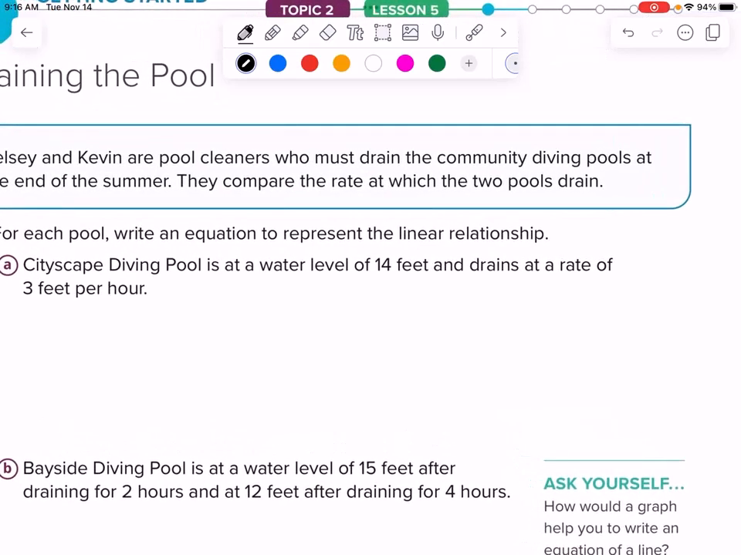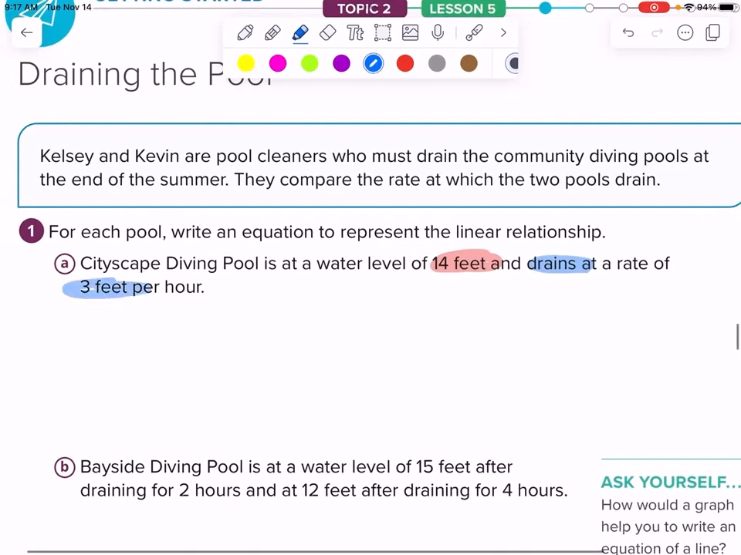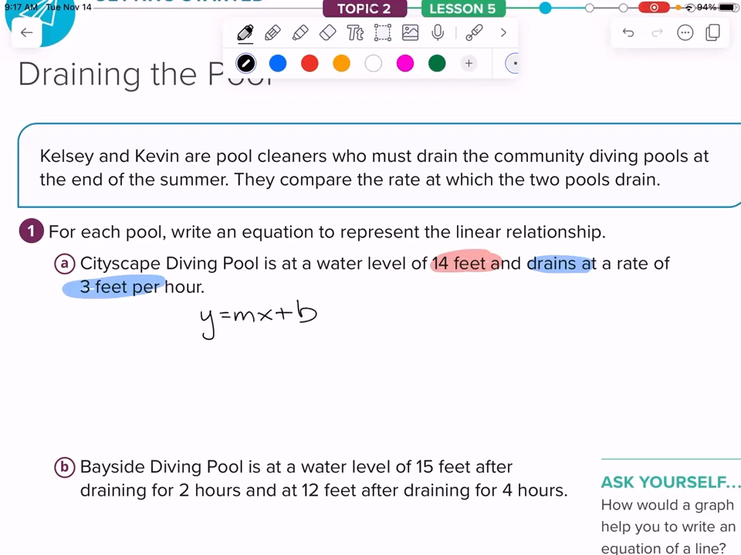And then for this one, we have Cityscape Diving Pool is at a water level of 14 feet. So if you want to think of what's 14 feet, this classroom is about 10 feet. So 14 feet is a little bit taller than this, or deeper than that. And drains at a rate, I'm going to put this in blue, drains at a rate of 3 feet per hour. Okay, so it's a yard. Per 1 hour, it's a yard. So where we begin, how much do we move?